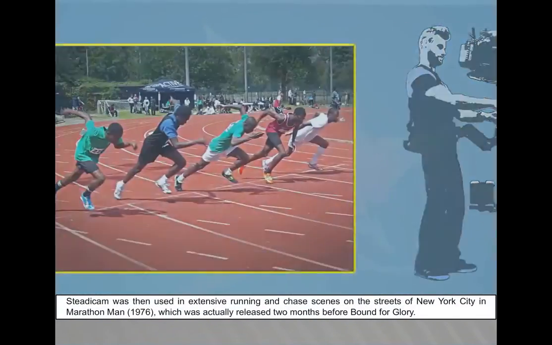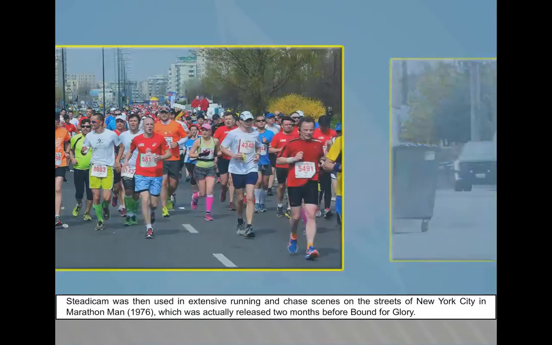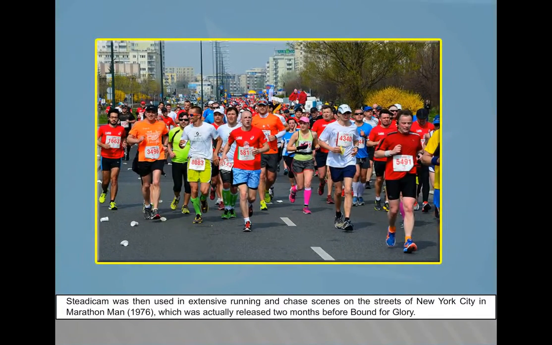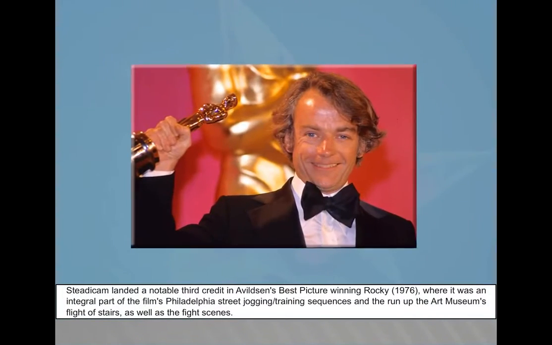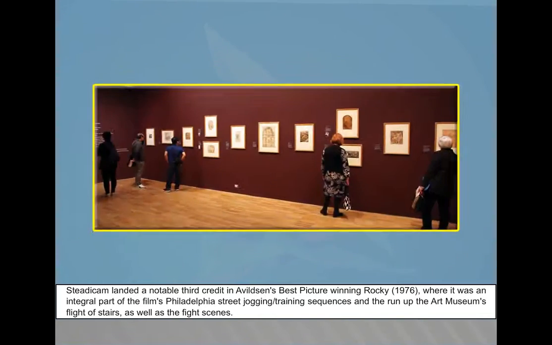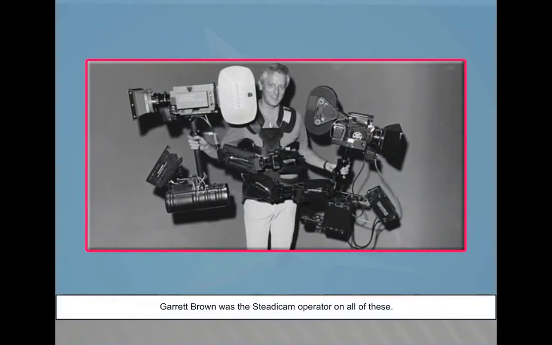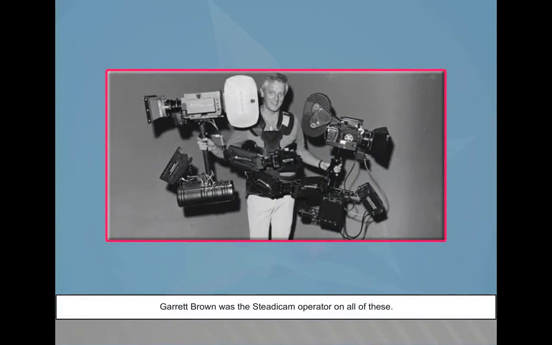Steadicam was then used in extensive running and chase scenes on the streets of New York City in Marathon Man, 1976, which was actually released 2 months before Bound for Glory. Steadicam landed a notable third credit in Avildsen's Best Picture-winning Rocky, 1976, where it was an integral part of the film's Philadelphia street, jogging, or training sequences, and the run-up the art museum's flight of stairs, as well as the fight scenes. Garrett Brown was the Steadicam operator on all of these.